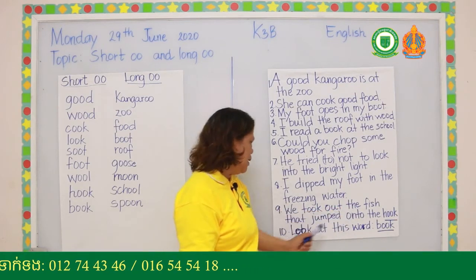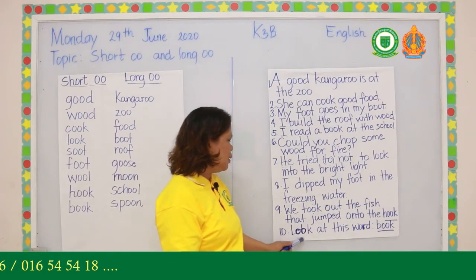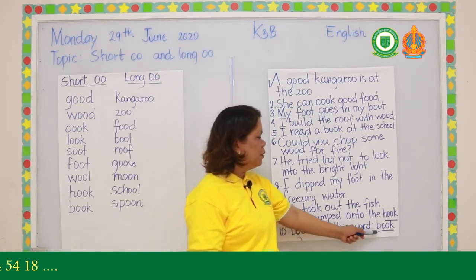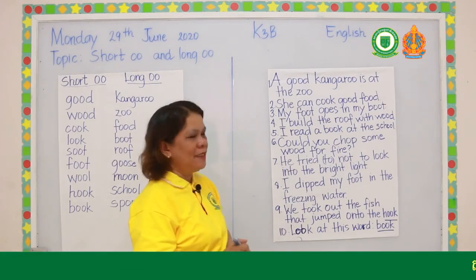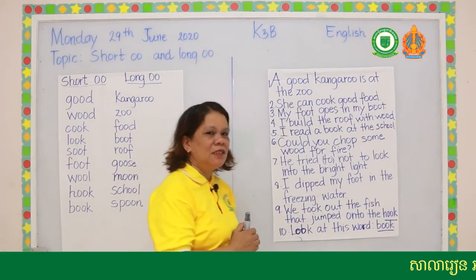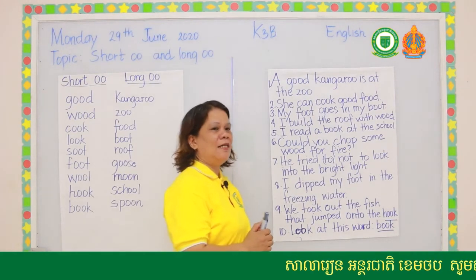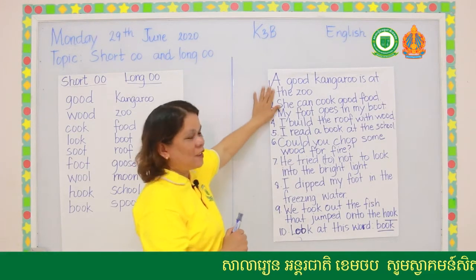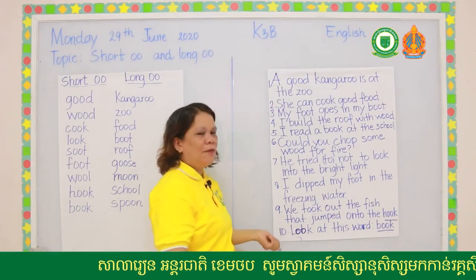We took out the fish that jumped onto the hook. Look at this word, book. Okay? So, try to underline the word which is short O. Okay? Underline the word that has short O. Okay? Let's try to underline together. Okay? So, this is our practice.